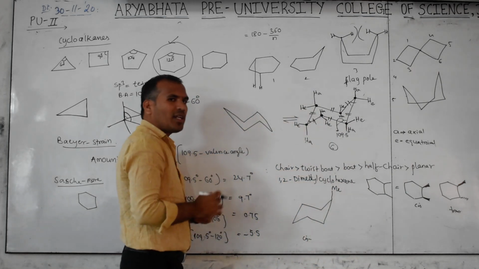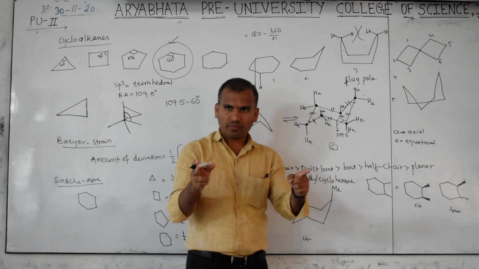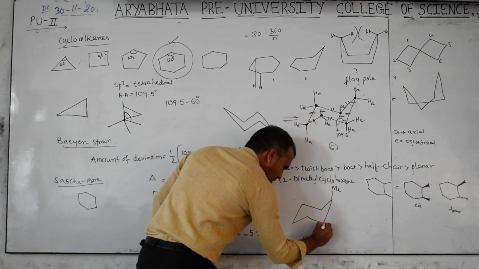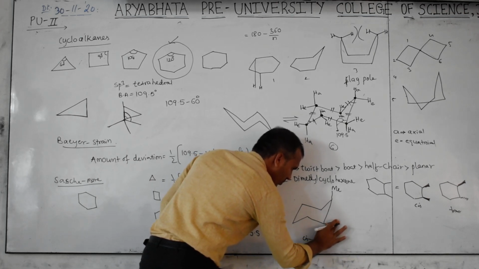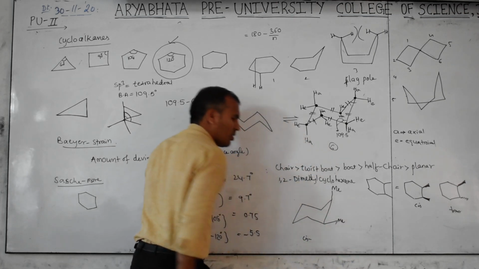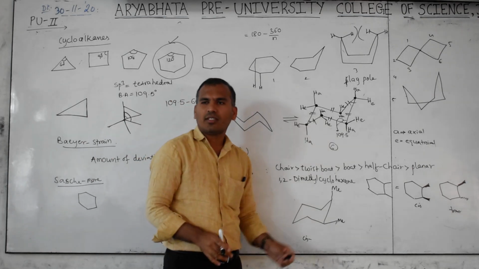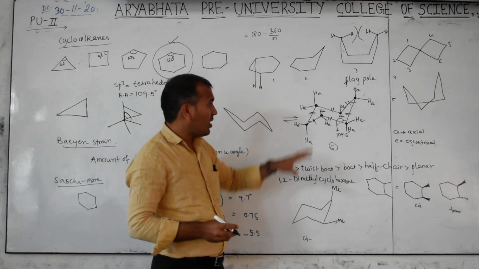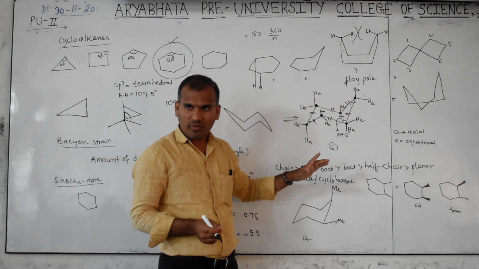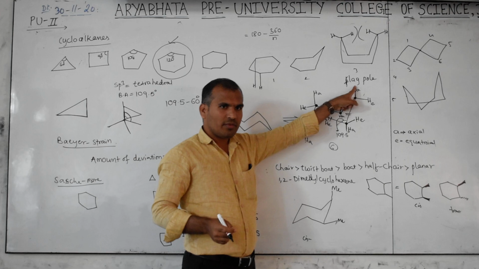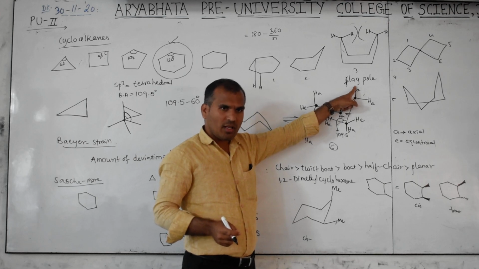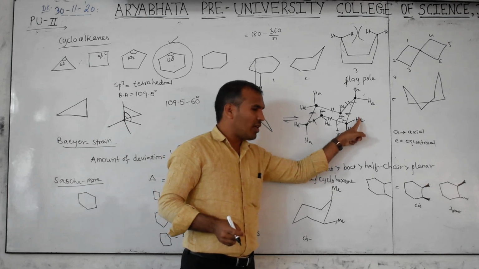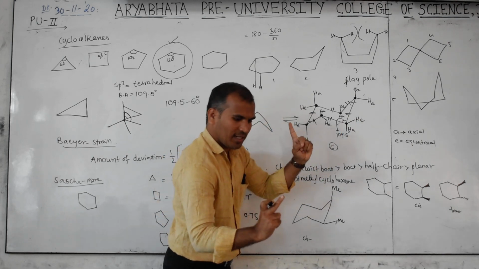Cis form, how to draw that? Both should be on the same side. Cis form is supposed to be the same side of the plane. Now, this one, both are same or not? Or is the opposite there? That's why I explained the up and down. This height is which one? Axial means up or down? This height is which one? Axial. Down. This is which one? Up.